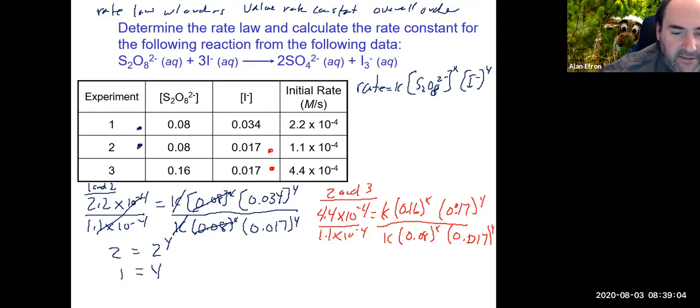All right. So when we do the division here, that's going to give us a 4 is equal to, this is going to cancel. 0.08 and 0.16 is giving me 2 to the x. And now that I put the actual 0 that it should be there, these guys will also cancel as well.